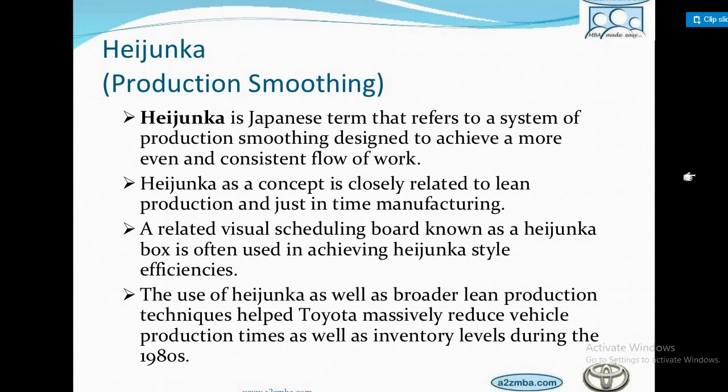Production smoothing means it will give us a continuous, constant, consistent flow of work. Heijunka as a concept is closely related to lean production and just-in-time manufacturing. A related visual scheduling board known as a Heijunka box is often used in achieving Heijunka-style efficiency. The use of Heijunka as well as broader lean production techniques helped Toyota massively reduce vehicle production time as well as inventory levels during the 1980s.